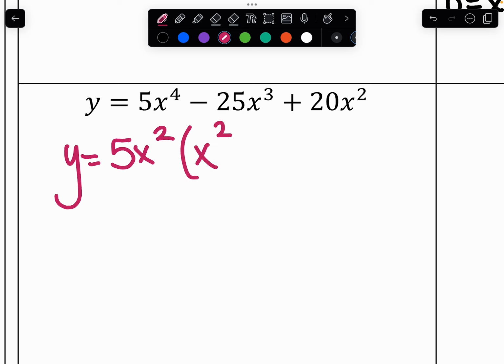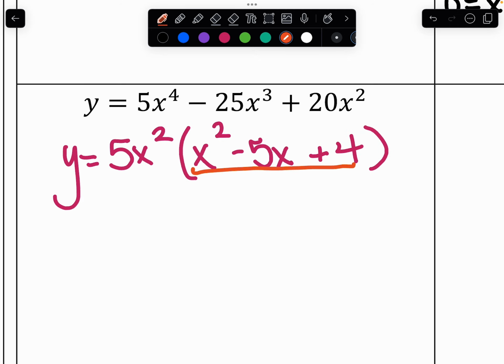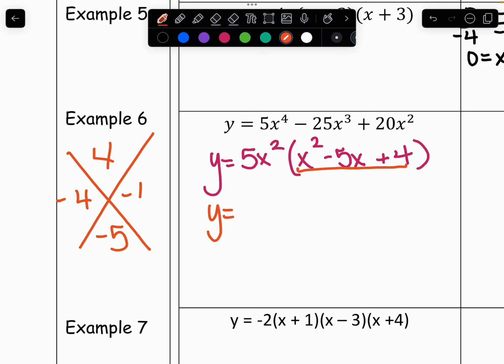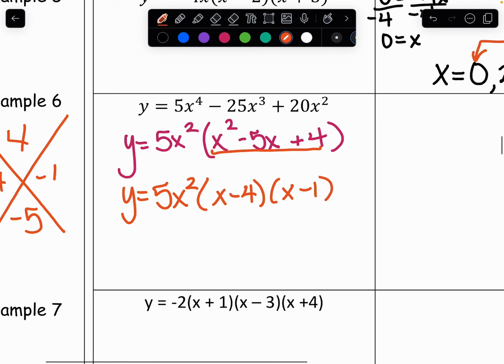What that leaves us with is x squared minus 5x plus 4. We can then work with the inside piece to factor it. So I'm going to do some space on the side. So a times c is 4, b is -5, so our two numbers are -4 and -1. So y equals 5x squared times x minus 4 times x minus 1. So there's our factored answer.